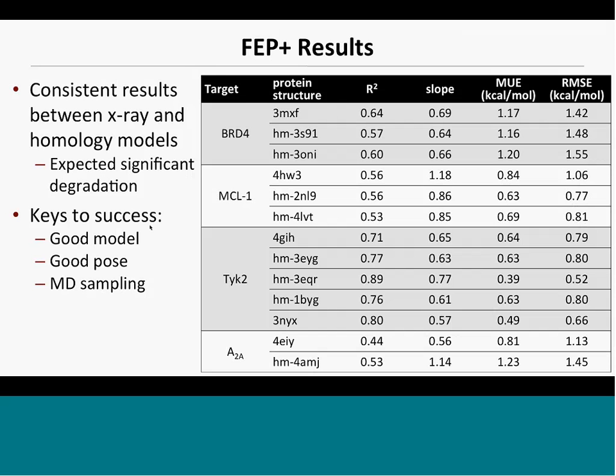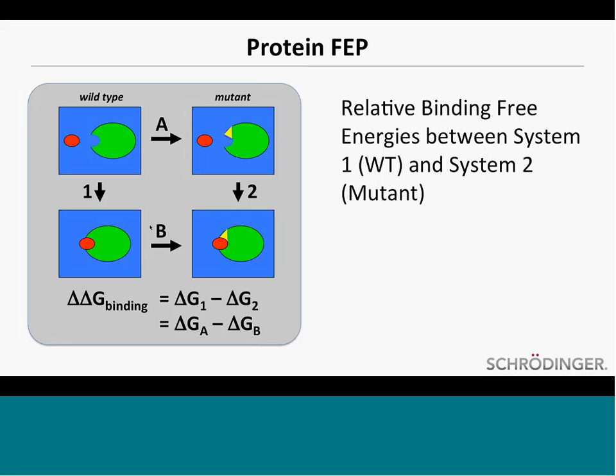If you do not have a good starting pose, so if you do not get the positioning of the ligands in the binding site more or less correct, then there's absolutely no chance that you can have a successful prediction. I mentioned protein FEP. FEP being a physics-based method, it doesn't really care where the perturbations are occurring. They can either happen on the ligand side or they can happen on the protein side.